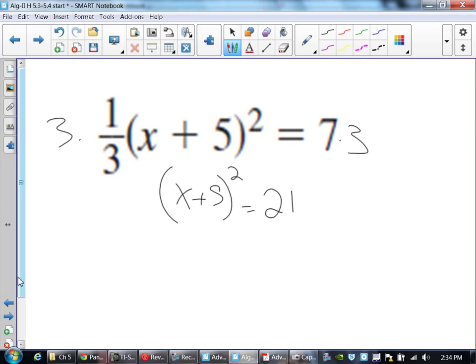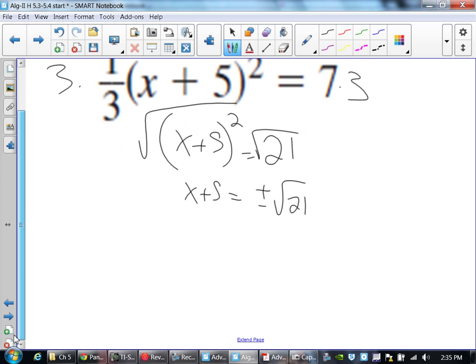Now what? Now I have to take the square root of both sides because it's grouped. I can't move the 5 until I ungroup it with the parentheses. Square root, what happens over the equal? Plus minus. So you have x plus 5 is plus or minus square root of 21. I'm going to go out on a limb and say 21 stays as the square root of 21 because its factors are 1, 3, 7, 21.